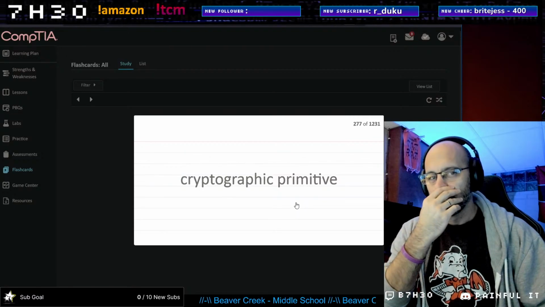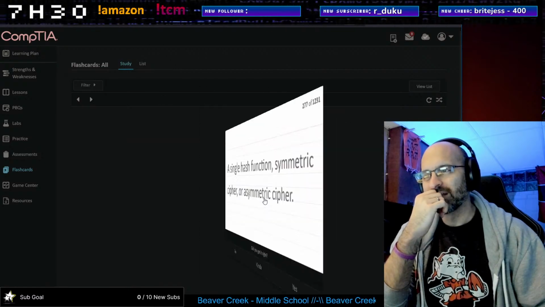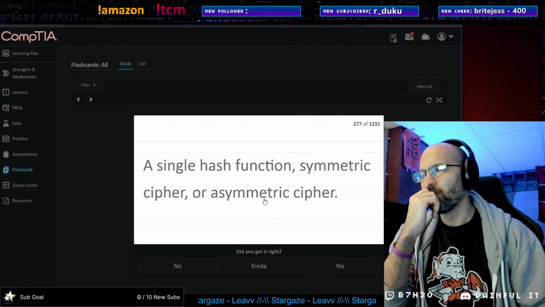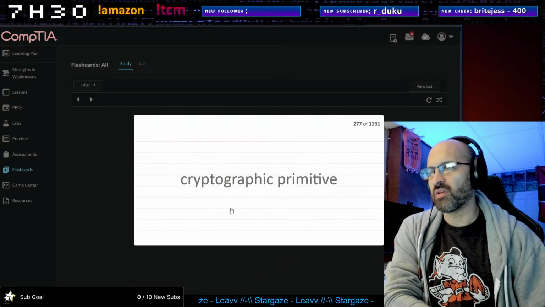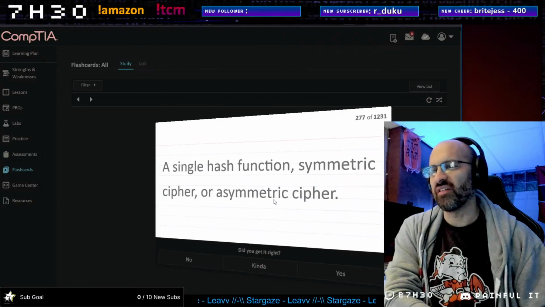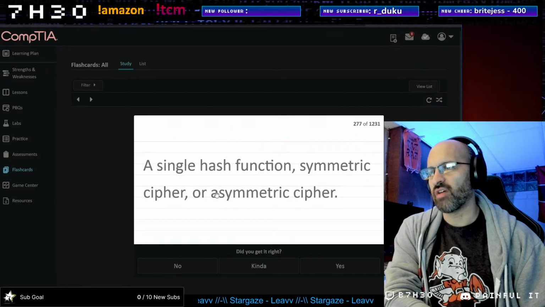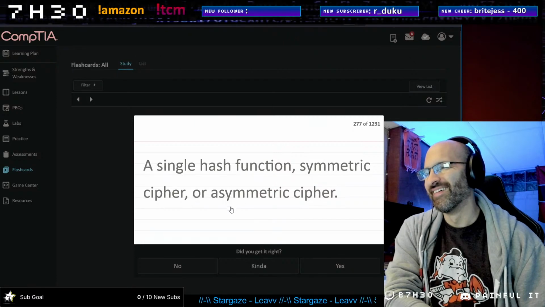You're looking for asymmetrical and symmetrical shapes, aren't you? Yep. A cryptographic primitive: a single hash function, a symmetric cipher, an asymmetric cipher. Explain exactly what that involves. That's true.